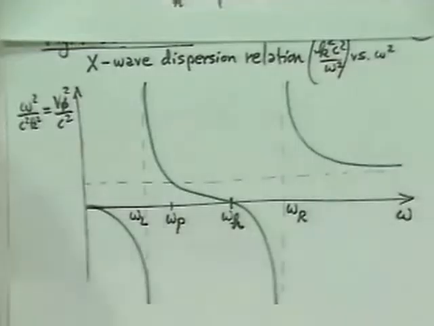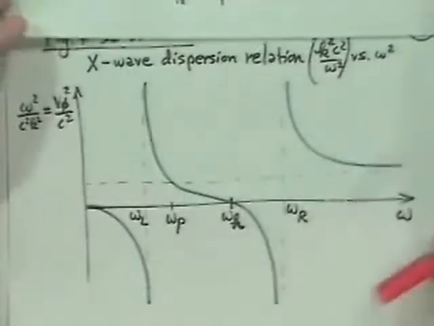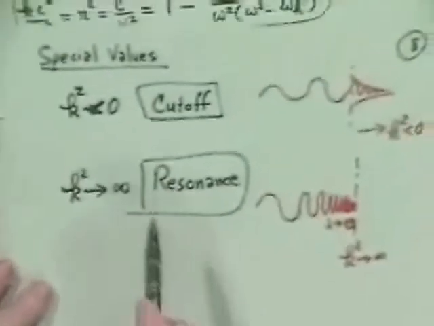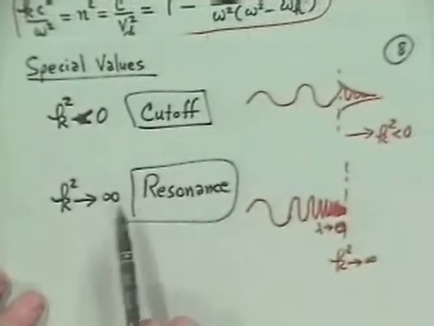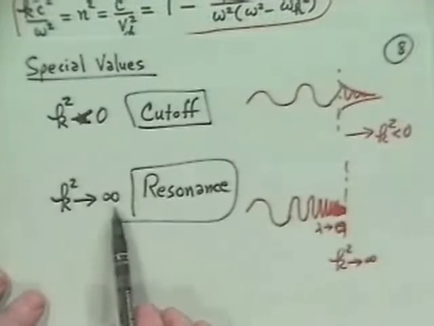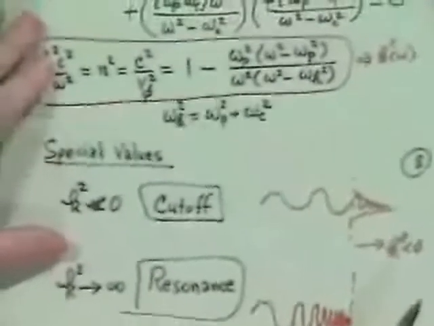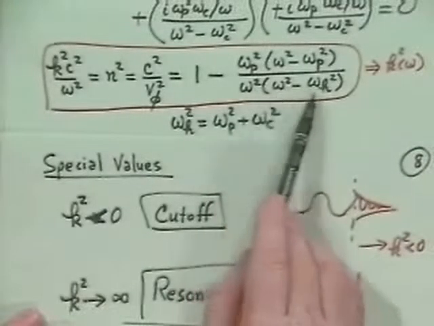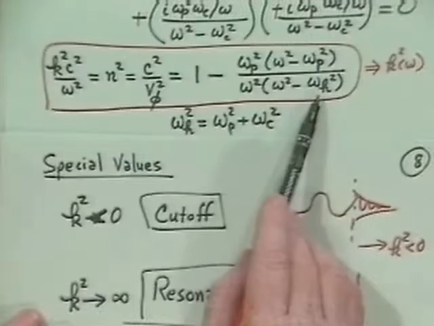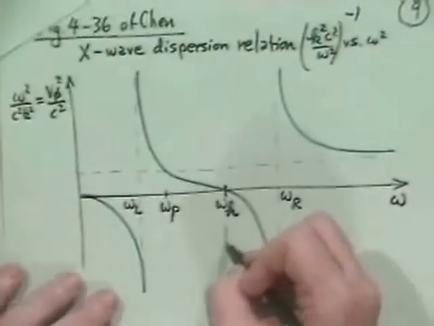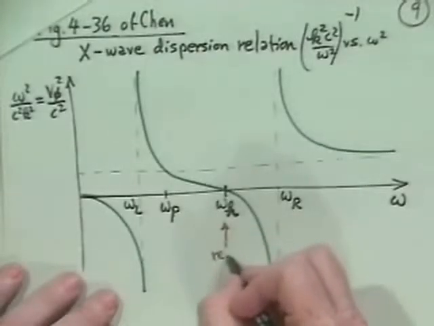Now, you have to kind of go back through all of what we're talking about here, but let's remember that we were interested at the point of cutoffs and resonances. Let's talk about resonances first. Resonance was the point where k squared went to infinity. So if we look at our dispersion relation here, k squared goes to infinity at the point omega squared is equal to omega hybrid squared. So this point right here, omega is equal to omega hybrid, this is our resonance point.